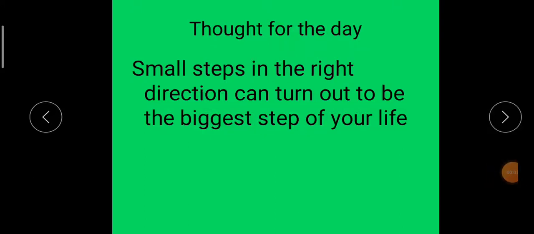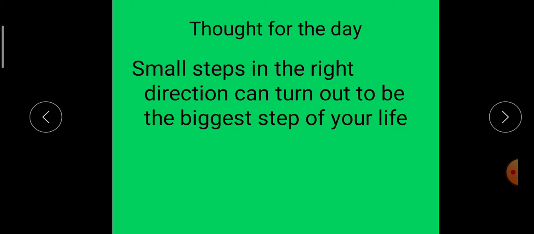Good morning, children. Today's thought: small steps in the right direction can turn out to be the biggest step of your life. This suggests to us that whatever goal we have set for ourselves to achieve, we should start working towards it right now and take up each and every small step to reach towards our goal. And all these small steps will help us reach our goal in our life.